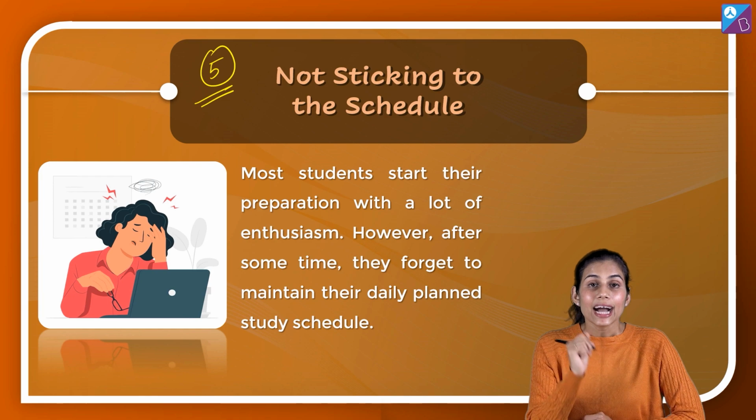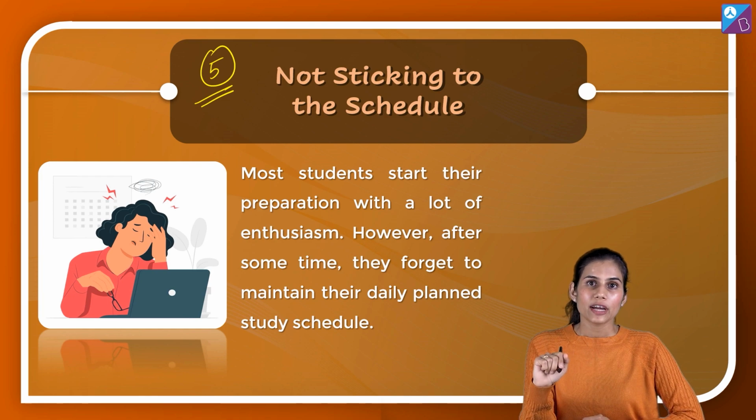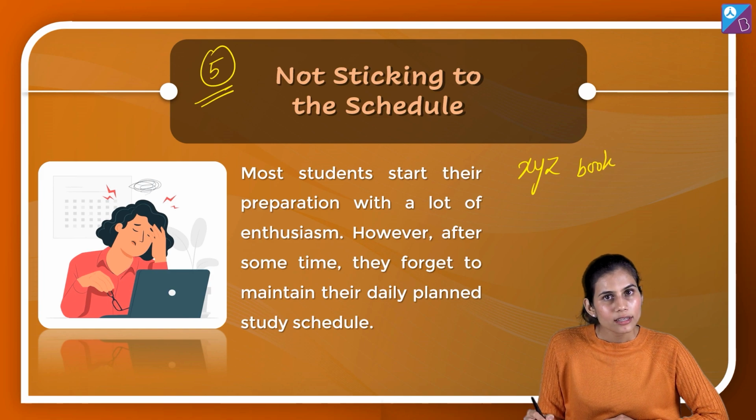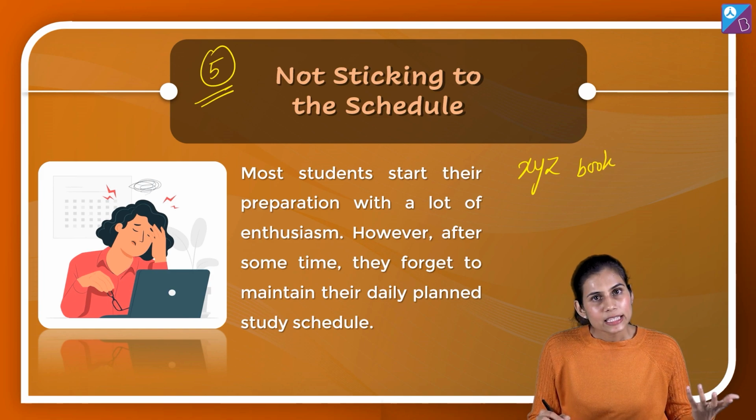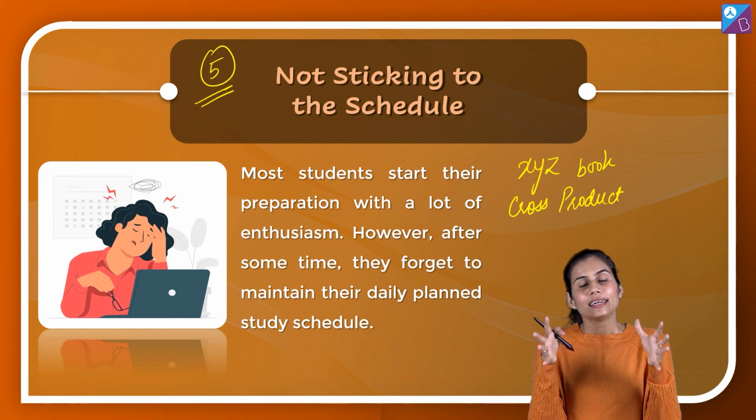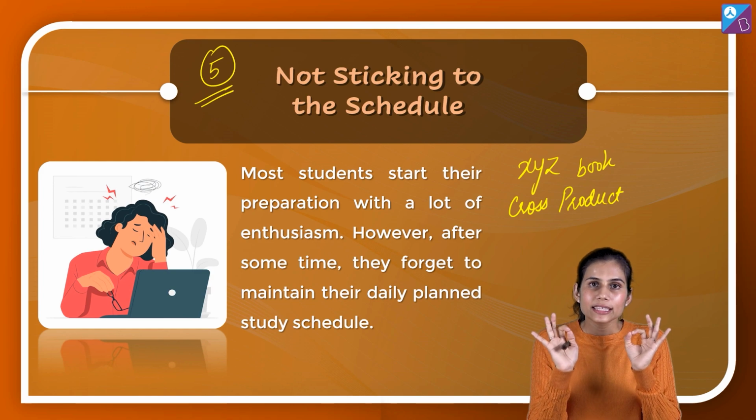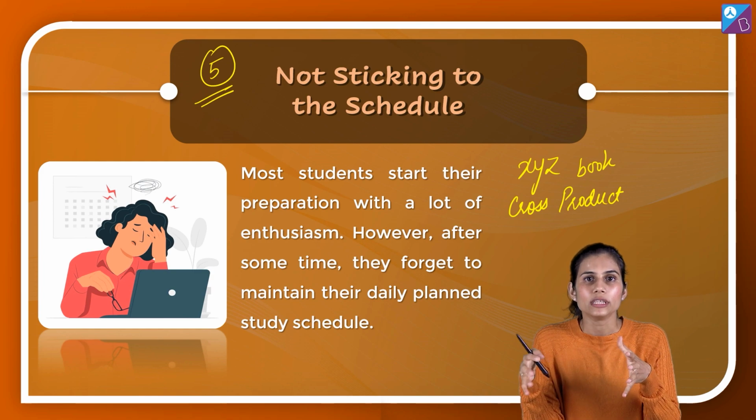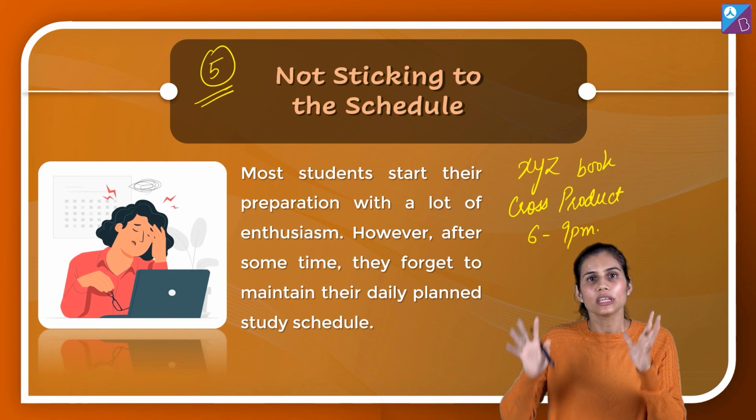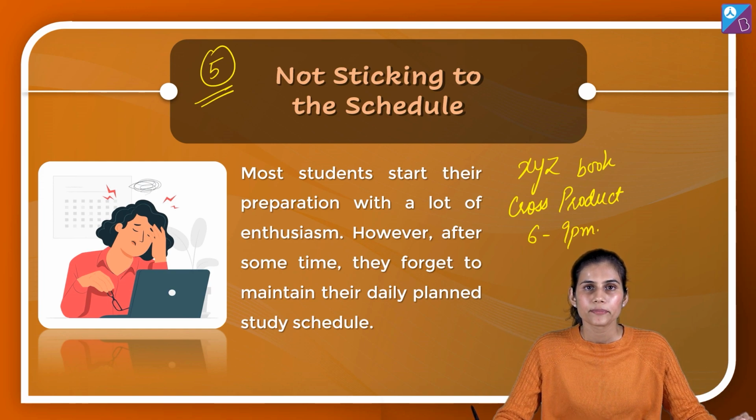You have to write, I will be solving 25 questions from this XYZ whatever book, okay, based upon the topic of, let's say, cross product of vectors. And you have to also mention the stipulated time that you are allowing yourself to do this. Say, for example, 6 p.m. to 9 p.m., 3 hours I am allotting for this.